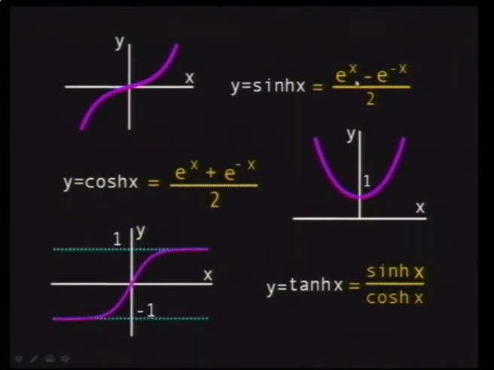So this is the sine hyperbolic function, and it looks like this. And it's equal to e to the x minus e to the minus x over 2. This is the cosine hyperbolic, and it's an even function. And this is the expression for it, and this is the tan hyperbolic function. The domain is R, and the range is the open interval from -1 to 1. Whereas here the domain is R, and here also the domain is R. Here the range is R, and here the range is from 1 to infinity.